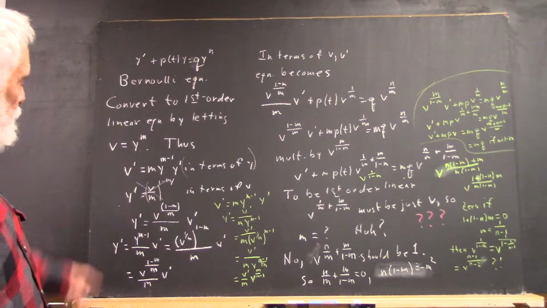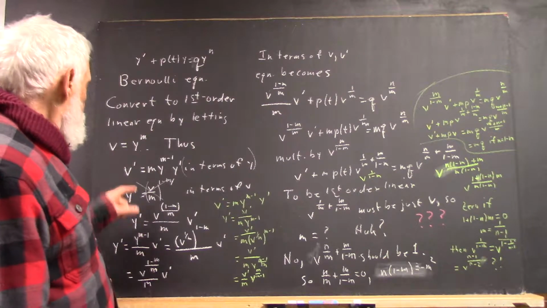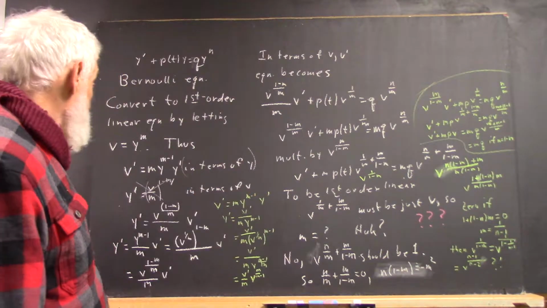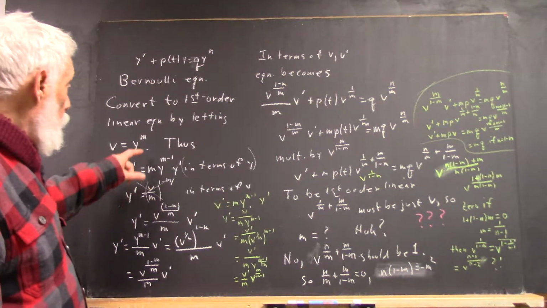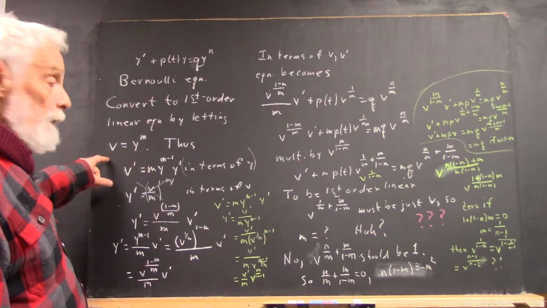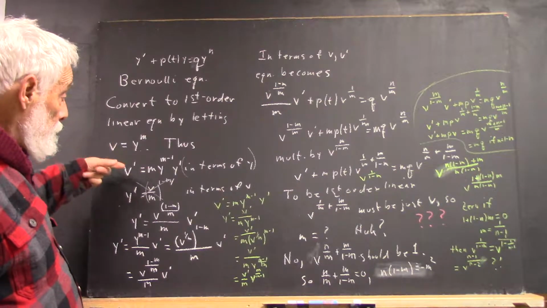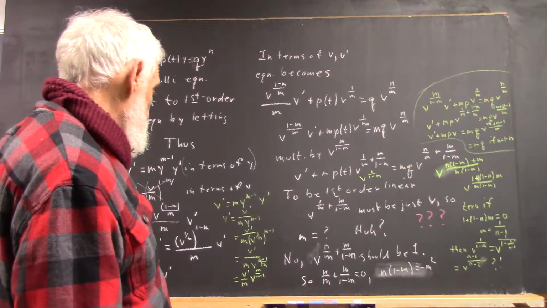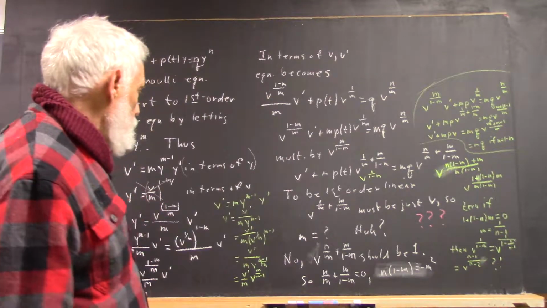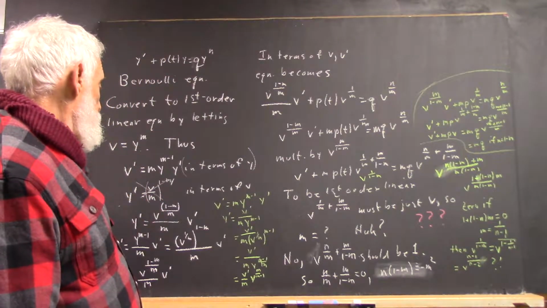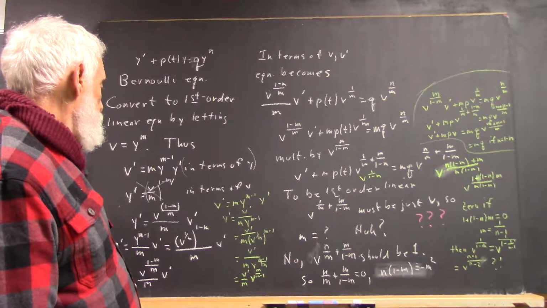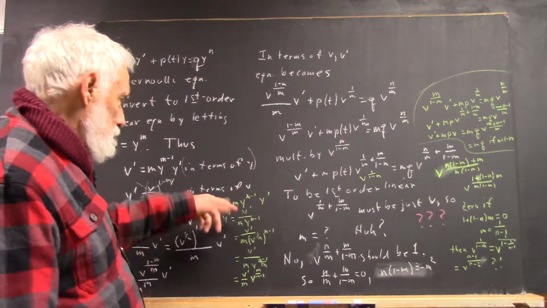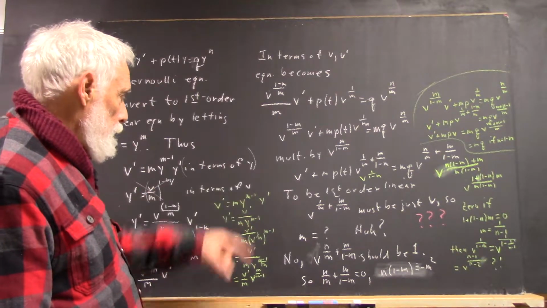Well, that's because this isn't right. Okay, we have v prime equals m y to the m minus 1 times y prime. And y is just going to be v to the 1 over m. So I can replace y with v to the 1 over m. And in this step, I divided through by the m y to the m minus 1.